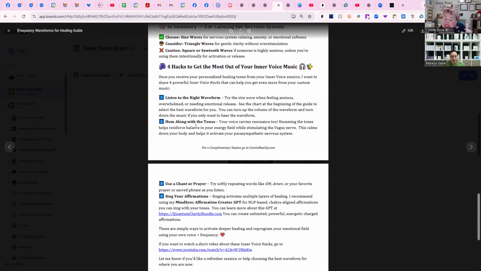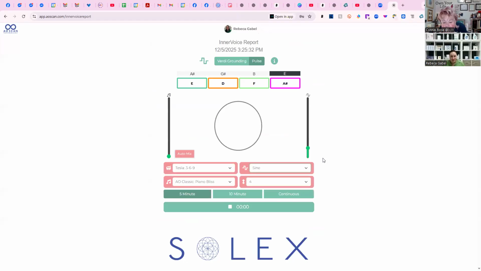Simple. The second thing is you could hum along with the music, because humming the tones reinforces the balance in your energy field while stimulating the vagus nerve. The vagus nerve, so important, longest nerve in the body, helps regulate your everything. It activates your parasympathetic nervous system, calms down that anxiety quickly. I mean, quickly.